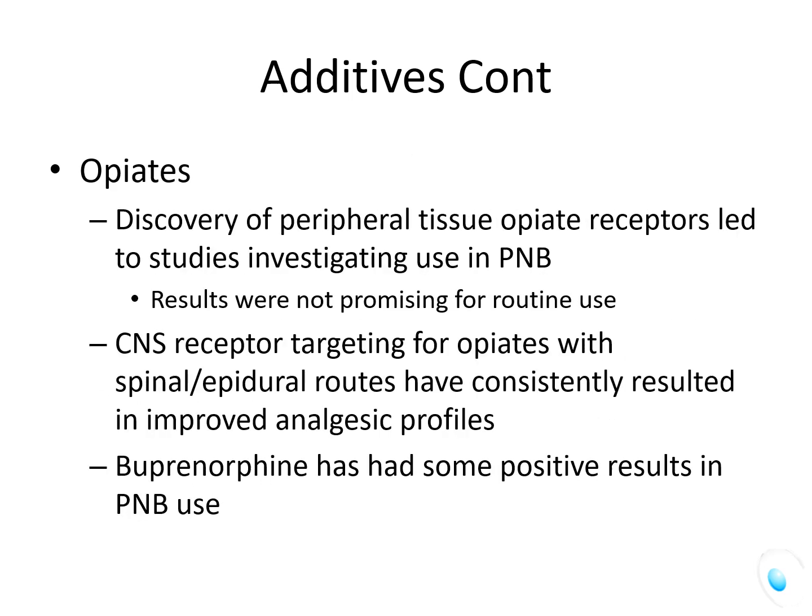Another additive that is always being looked at is opiates. The discovery of peripheral tissue opiate receptors led to studies investigating their use in peripheral nerve blocks. However, results were not promising for routine use. On the other hand, CNS receptor targeting for opioids with spinal and epidural routes have consistently resulted in improved analgesic profiles. Recently, there's been a push, especially from ASRA, about using buprenorphine in peripheral nerve blocks because of the positive results. I would expect this to become more common practice in the near future.